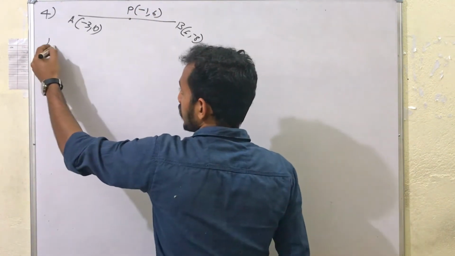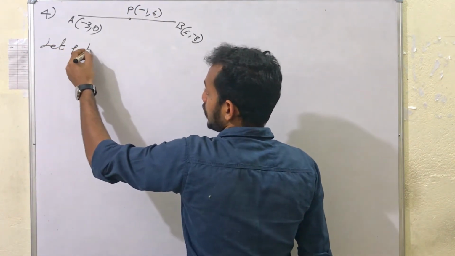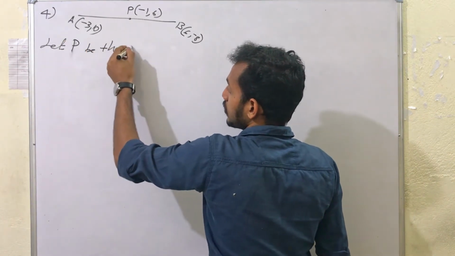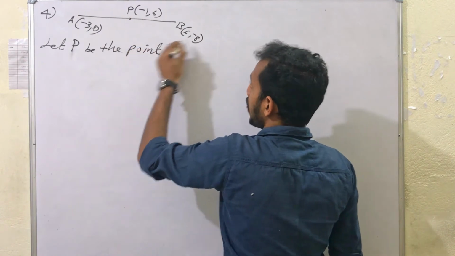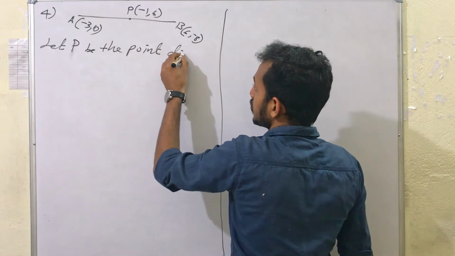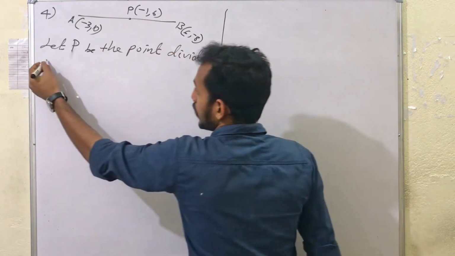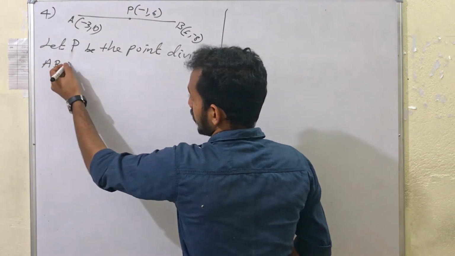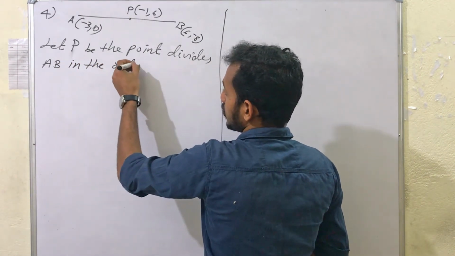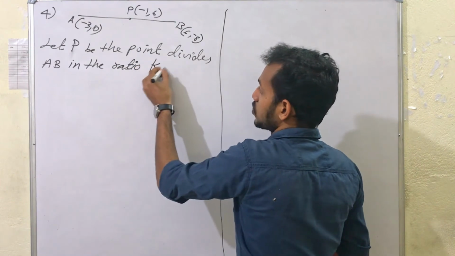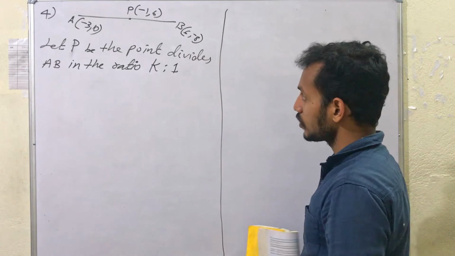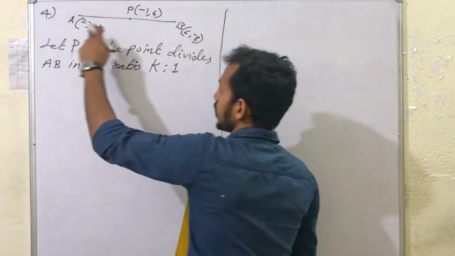Okay, so let P be the point that divides AB in the ratio k is to 1. It is better to put k is to 1 to find the ratio. Then first you write the coordinates.